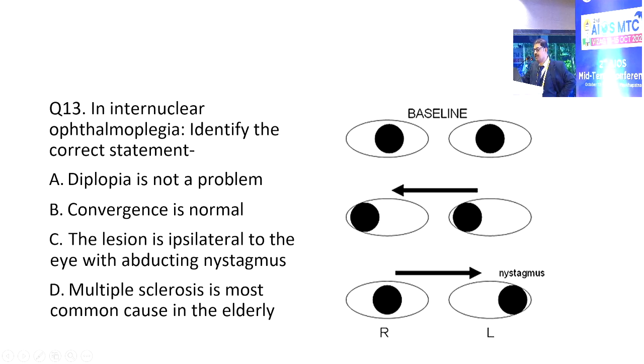Question number 13. In internuclear ophthalmoplegia, identify the correct statement. Option A, diplopia is not a problem. Option B, convergence is normal. Option C, the lesion is ipsilateral to the eye with the abducting nystagmus. Option D, multiple sclerosis is the most common cause in the elderly. This is a pretty easy question, provided you know what INO is.